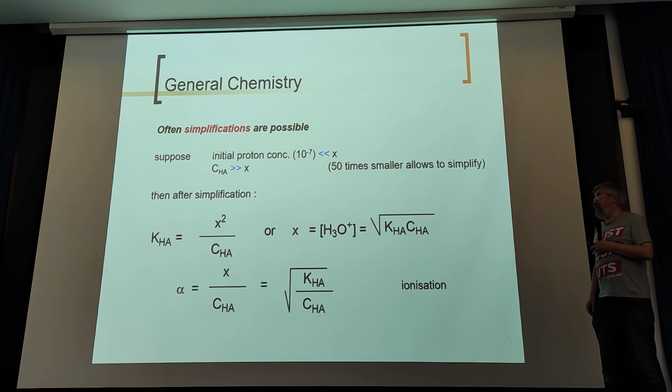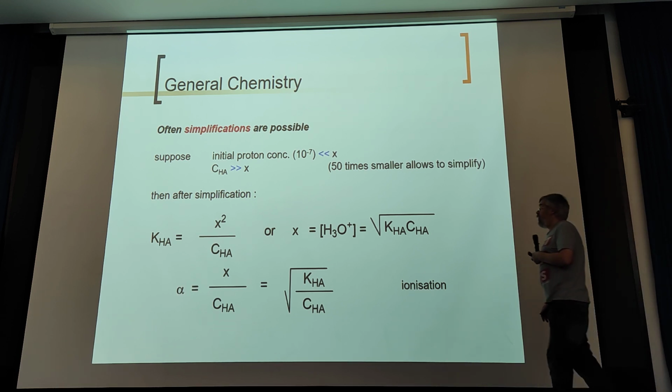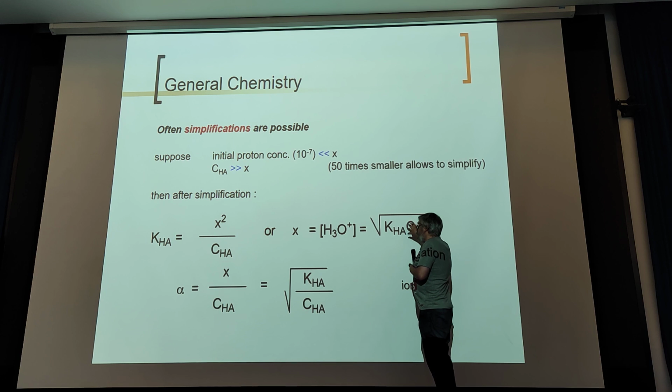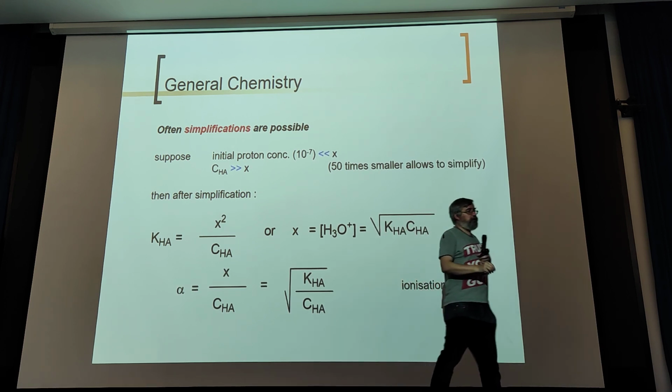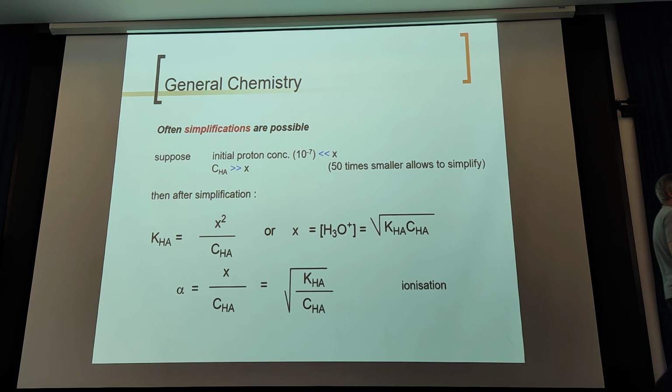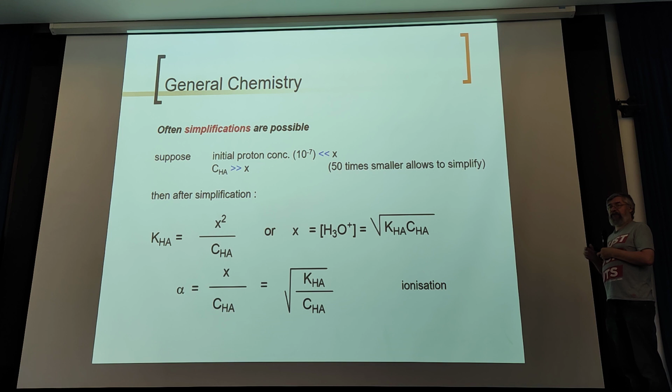So we can then fill in this for x. We divide by the concentration of HA. So actually, we get this. We still have to take the square root, but now we take the square root of the ratio of the equilibrium constant and the concentration. So with the same two data, we can get both the x, the concentration of H3O plus, and the degree of ionization.